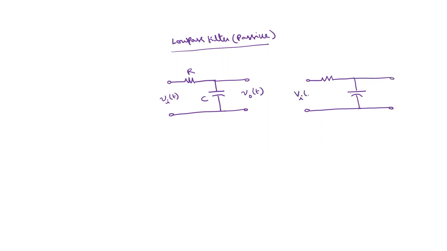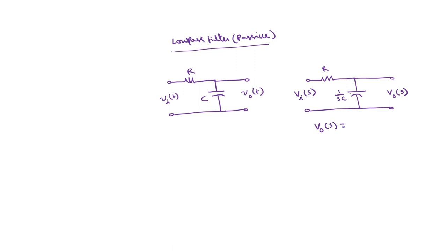Vi of S, Vo of S. The ratio of this output Laplace transform to input Laplace transform is called the transfer function. And if you replace S with j omega, you will get the frequency response. Basically, here we are interested in the frequency response of the filters. So from this, what is Vo of S?